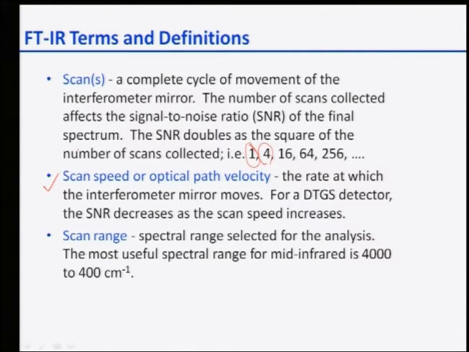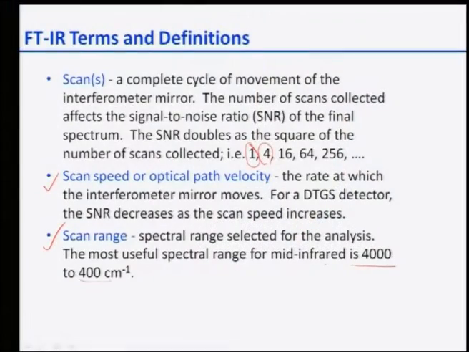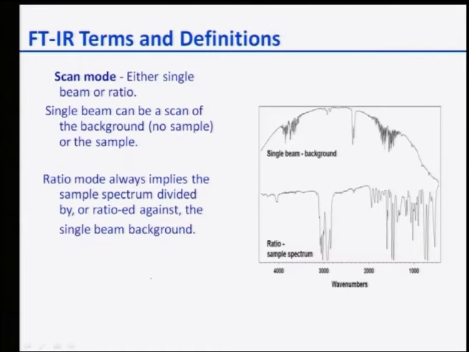This is nothing but the rate at which the interferometer mirror moves. There are different kinds of detectors. DTGS is one kind of detector where, as the scan speed increases, the signal decreases. The last one which is important for you is the scan range. Scan range is the spectral range, or the wave number range, of the analysis. It can normally span from 4000 to 400 centimeters inverse, that is the mid infrared, but it can go to the far infrared or near infrared region also.